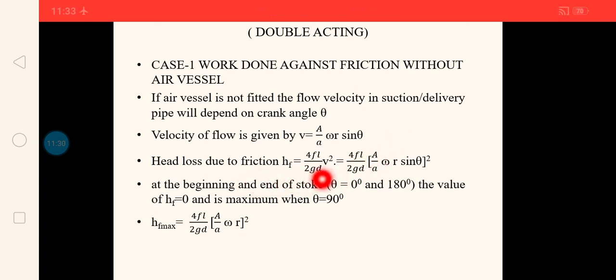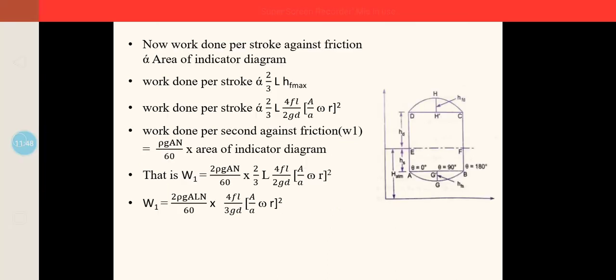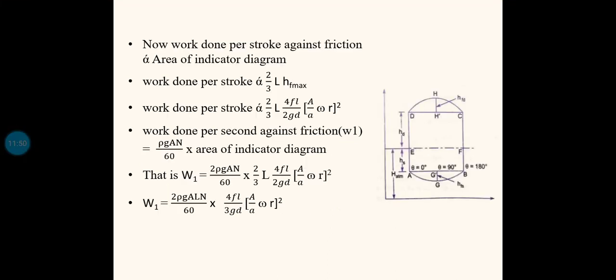So head loss due to friction HF equal to 4FL by 2gD V square. So 4FL by 2gD, instead of V we substitute this one. As we know, at the start and end theta value will be 0, so sin theta will be 0. We will have the maximum value at the middle of the stroke, theta equal to 90 degrees. So HF max equal to 4FL by 2gD A by a omega r whole square, same as in the earlier case. Now the work done per stroke against friction is directly proportional to the area of the indicator diagram, which is the area of the parabola, that is 2 by 3 into L into HF max.